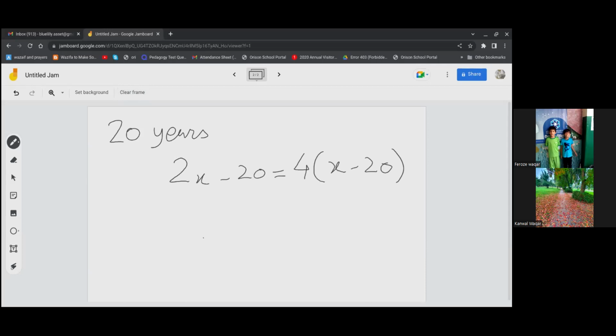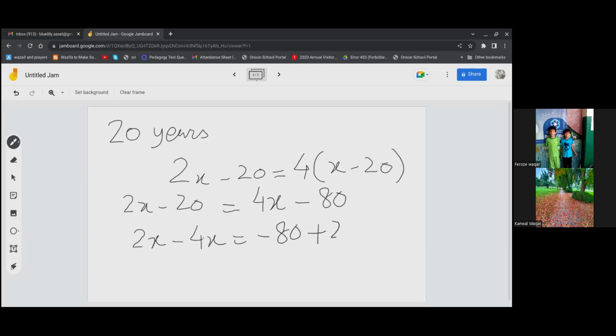Solve this equation now. 2x minus 20 is equal to 4x, and 4 20s are 80. Now combine the like terms. Bring the 4x from the right side towards the left side with negative sign, and this 20 will go there, it will carry positive sign. Now we have minus 2x equals minus 60. X is equal to minus 60 over minus 2. Cancel negative sign. It will be 30.